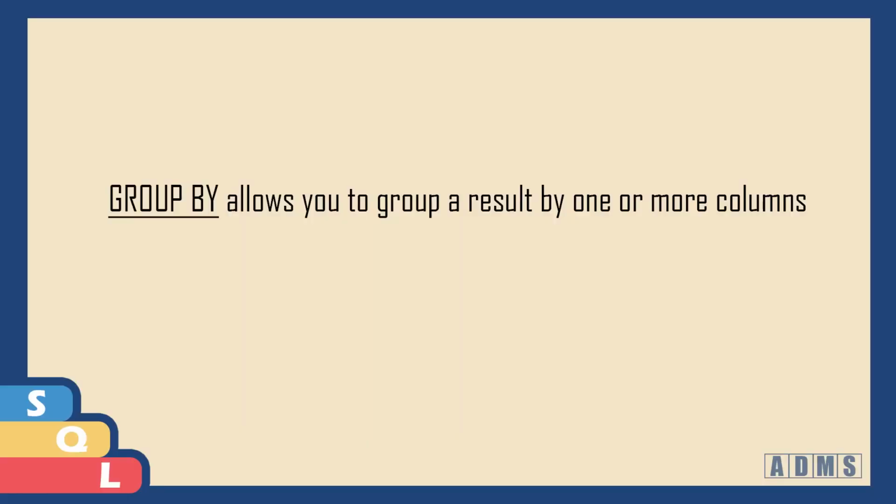Order by can also be used to sort on multiple columns. It will sort by the first column specified, then sort by the next, then the next, and so on. Now you know how to sort results. Often you'll need to aggregate results. For example, you might want to count the number of male and female employees in your company. Here, what you want is to group all the males together and count them, and group all the females together and count them. So in SQL, group by allows you to group a result by one or more columns.